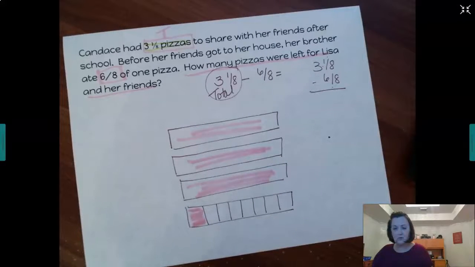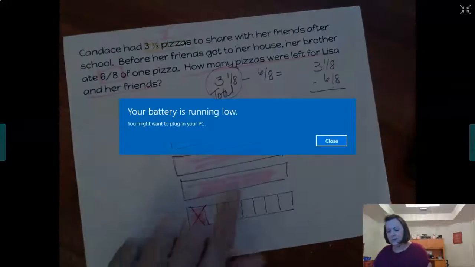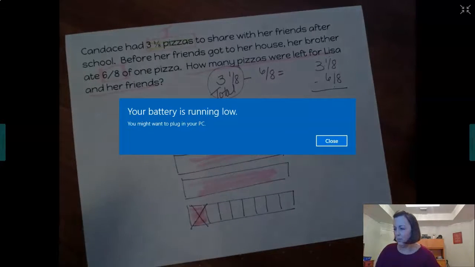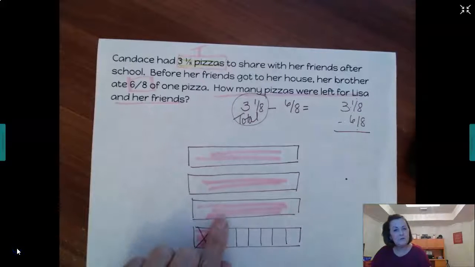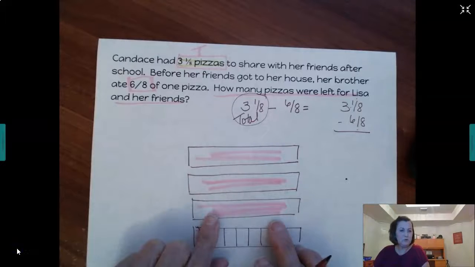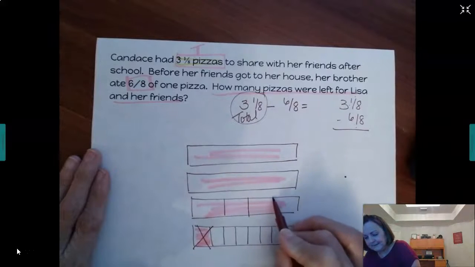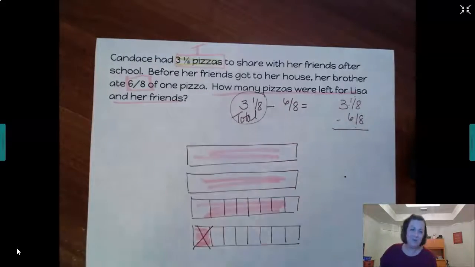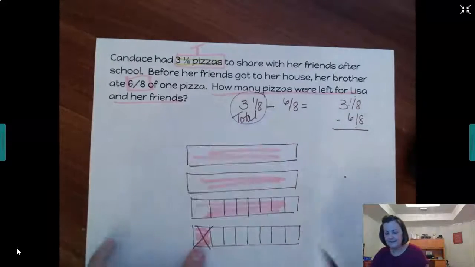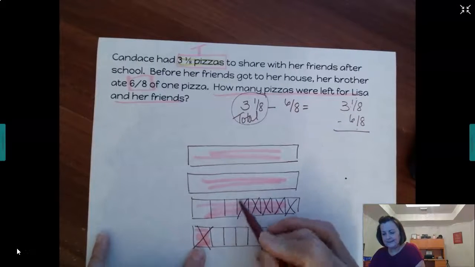Now, what did her brother do? Her brother ate 6/8. So we're going to take away 6/8. Now, I can only take away 1/8 so far because this is a whole. So I'm going to regroup this whole into unit fractions. So we know that our denominator is 8, so we are going to divide this and make it 8 equal parts. Now, we can take away our 6/8. 1/8, 2/8, 3/8, 4/8, 5/8, 6/8.